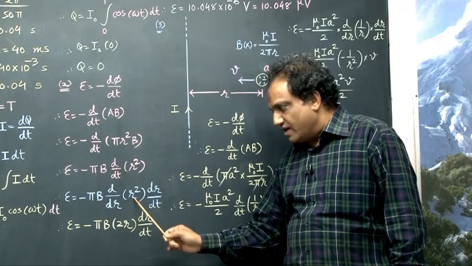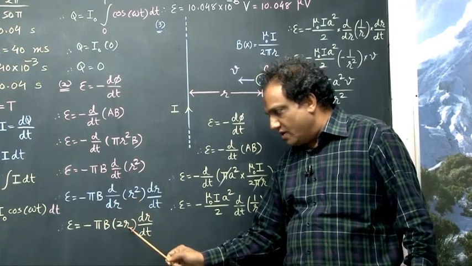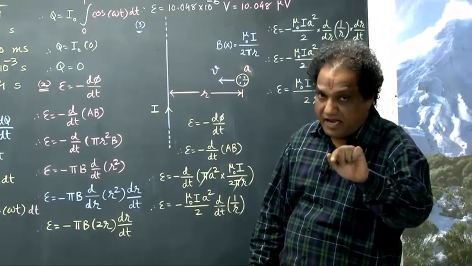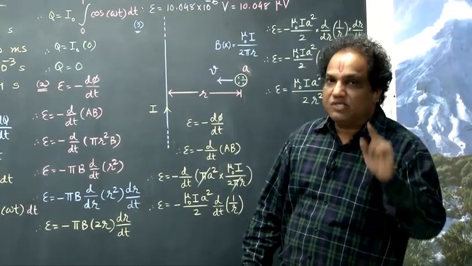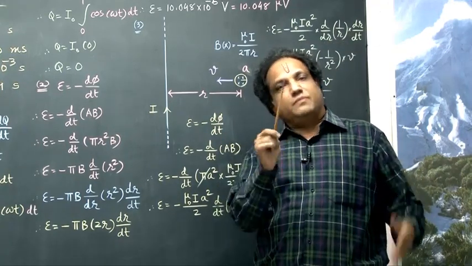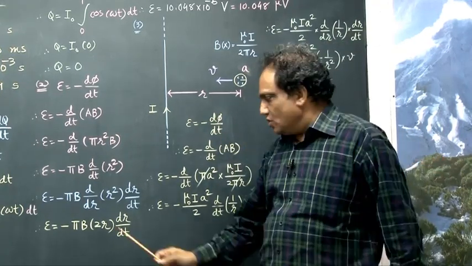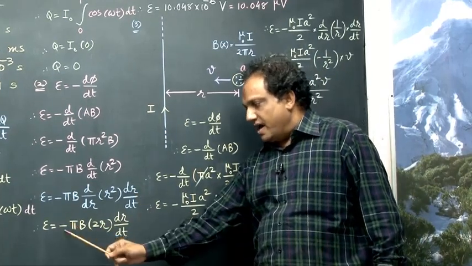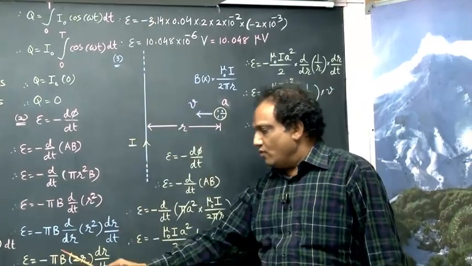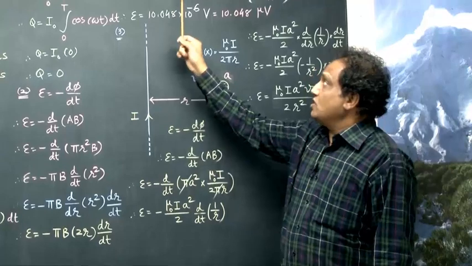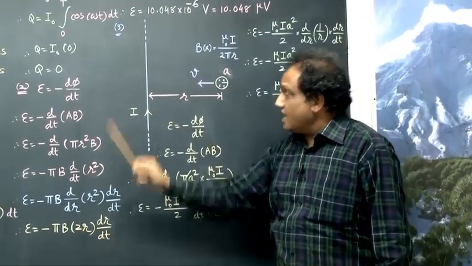D by dr of r square, you know by formula it is 2 into r. How? D by dr of r to the n is n into r to the n minus 1. Just put n equal to 2, then you get 2 into r to the 2 minus 1, that is 2 into r. This dr by dt as it is. And now tell me, minus, value of pi is 3.14. Value of B, they have given 0.04 Tesla. It's 2 as it is.